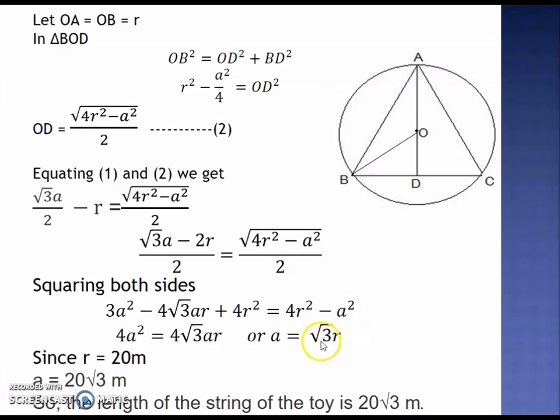Now R is 20 meters, as already given, so I can substitute that value of R. I will get a is equal to 20 root 3 meters. So that is the length of the string.